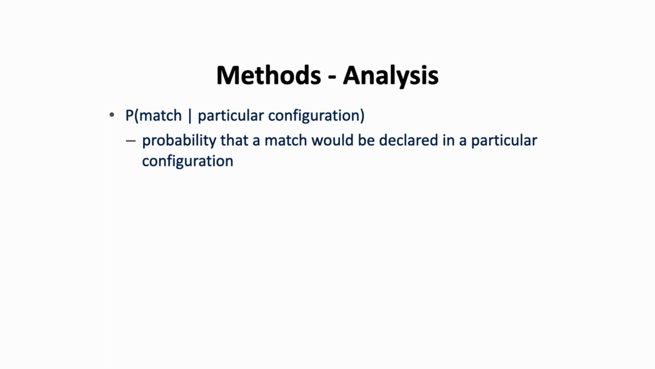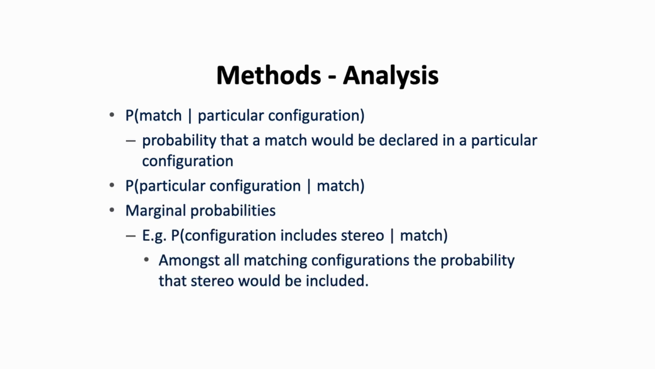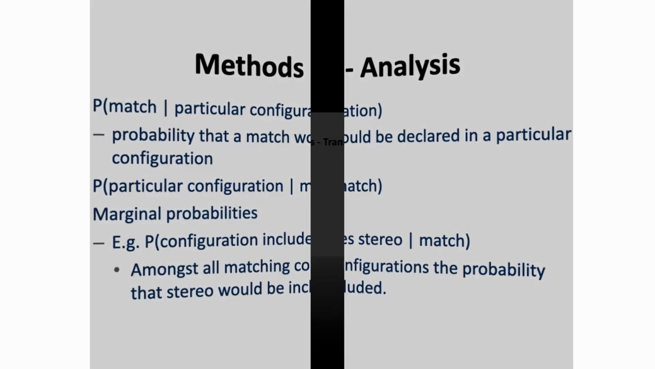You can say, what's the probability that if you're in a particular configuration, you'll find a match? That's a match between your current feeling of psi and the original one you had when everything was at the best level. Or you can look at it the inverse way. Given that a subject has found a match, what's the probability that it would be with a particular configuration? You can work out all kinds of marginal probabilities, like, for example, the probability that, given that you found a match, that match includes stereo.